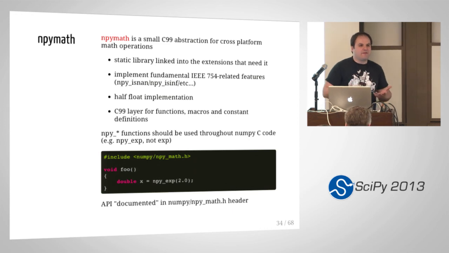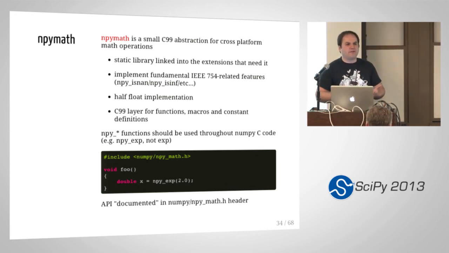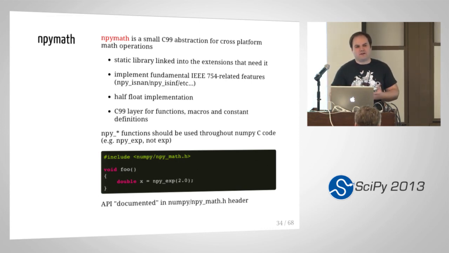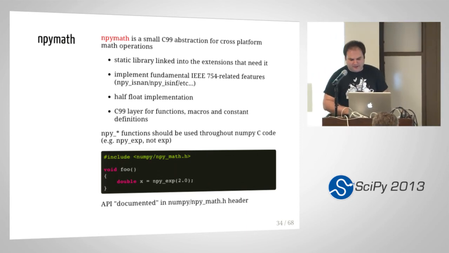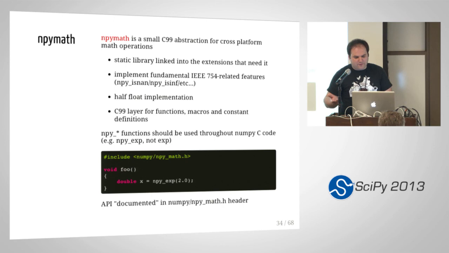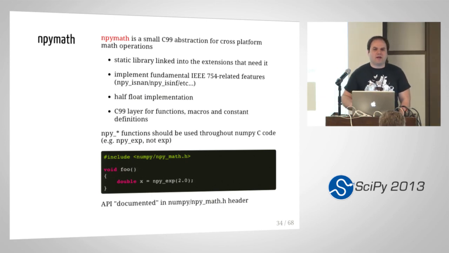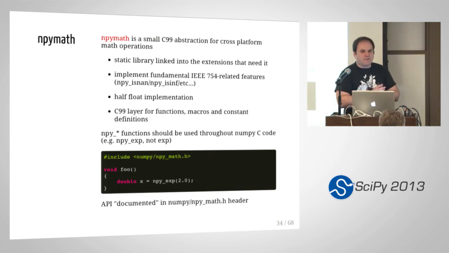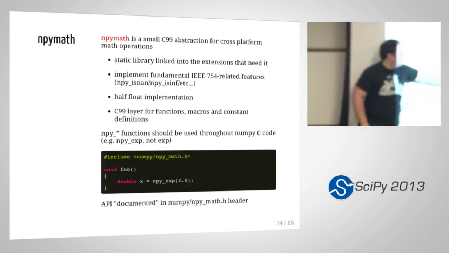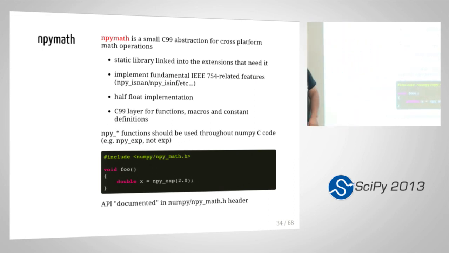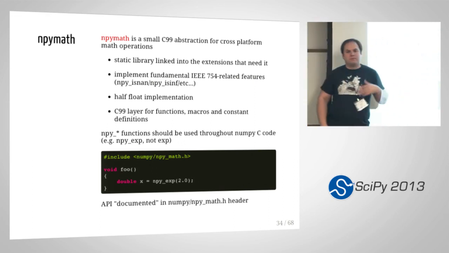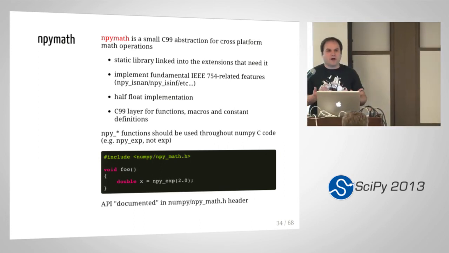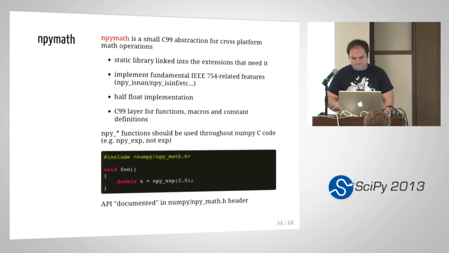npymath is pretty simple because it's just low-level C functions. You don't have much Python at all. You have some documentation: if you look at the header, you look at all the functions defined, basically. That's what you have today as documentation. Since the functions just mimic C99, to actually look at the behavior, you just look into the C99 standard. Here you have a very trivial example on how to use these functions inside your own C extension. The header to include is numpy/npy_math.h, and then you just use npy_exp inside your function, and you get back the standard compliant exponential function.